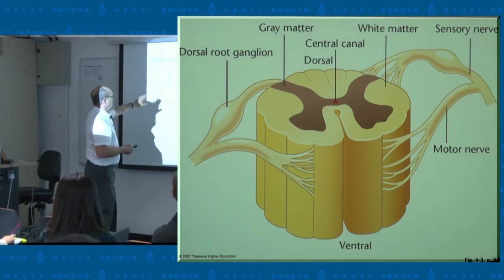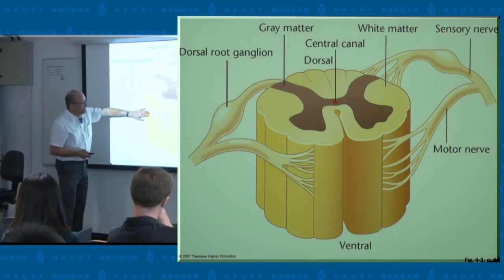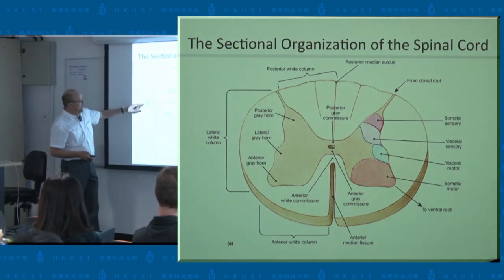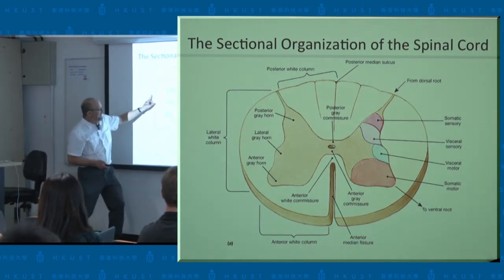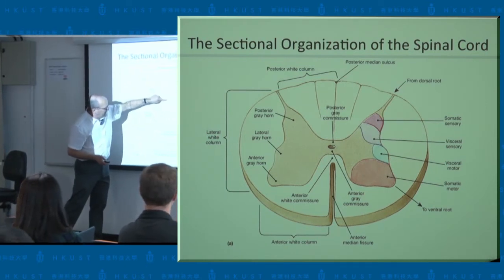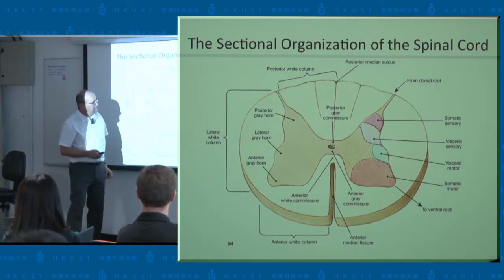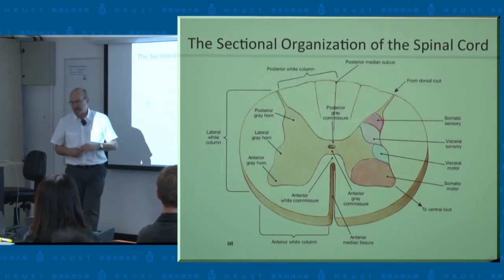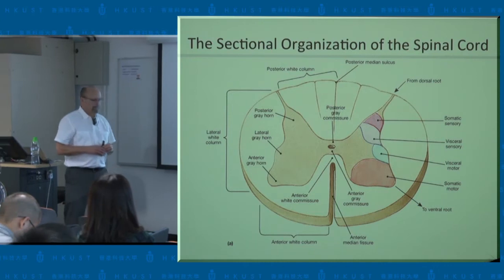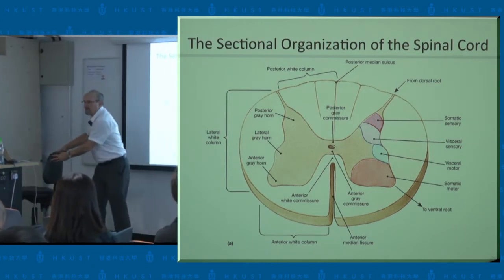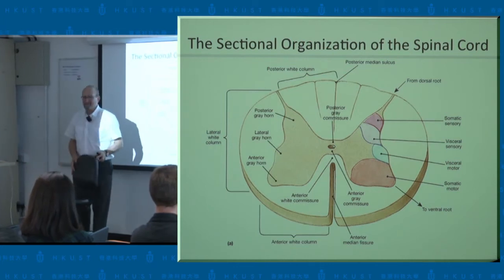So we have a dorsal root ganglion for sensory information, motor information coming out. This is sectionally organized. There's processing that goes on in here and here. So probably the best thing I can do is do a demonstration with one of you. So I'd like a volunteer.